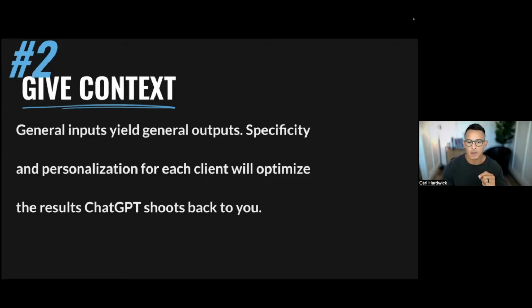Principle number two is all around context. This is the idea that general inputs yield general outputs. As coaches, what we play in is specificity, personalization, all of those things. We want to give ChatGPT as much context as possible as it relates to the goal of your client, who the client is, what their experiences are, and maybe some additional assessment context. And then you have to give it context in terms of what success is, for example.